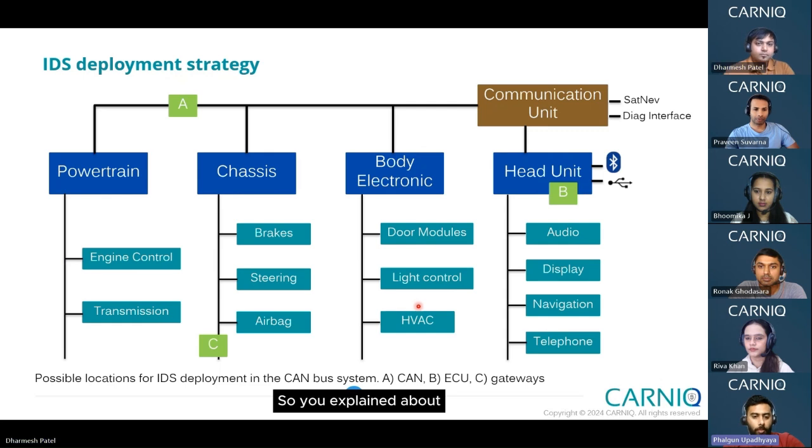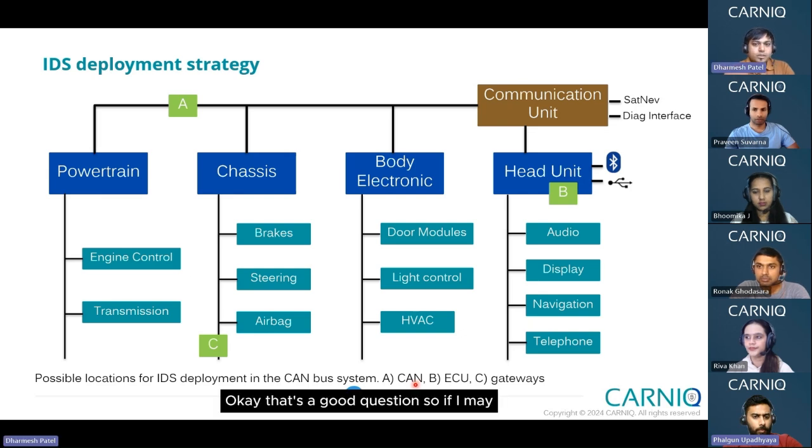Yeah. So, you explained about placing the IDS on different parts of the topology, right? Point A, point B, and point C. What factors do you consider in placing these IDS? Where do you implement these detection systems?